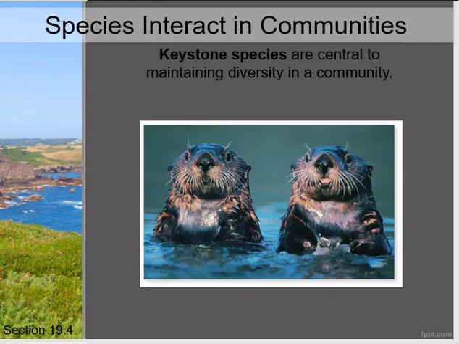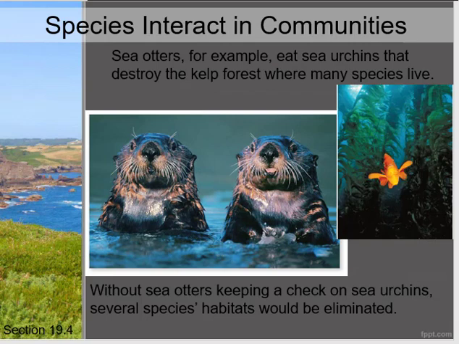Keystone species. These are species that are absolutely necessary in an ecosystem. They keep everything in balance. If they disappear, everything falls apart. Now, these are sea otters, and they eat sea urchins. They have to limit the number of sea urchins, because if they don't, the sea urchins will wipe out all the kelp, which is a macroalgae.